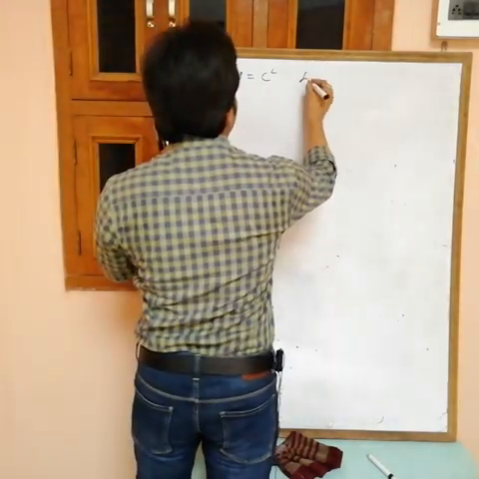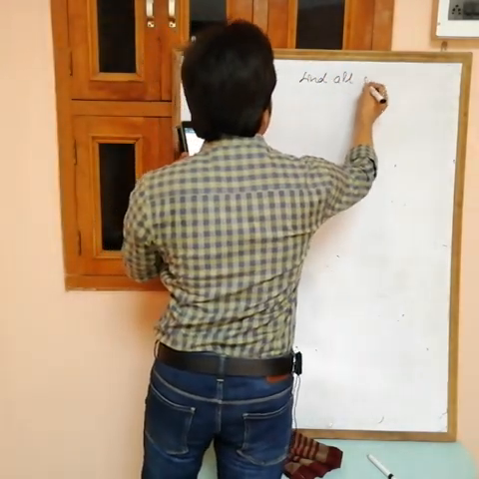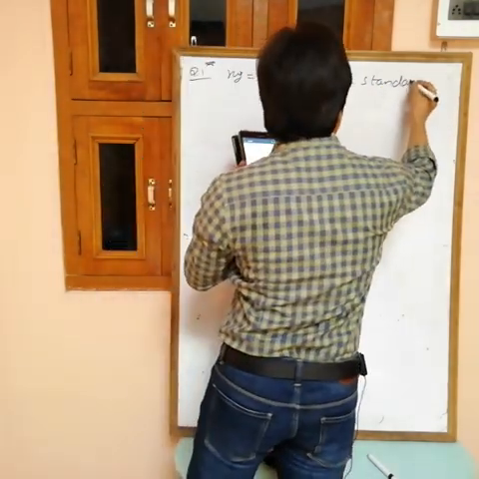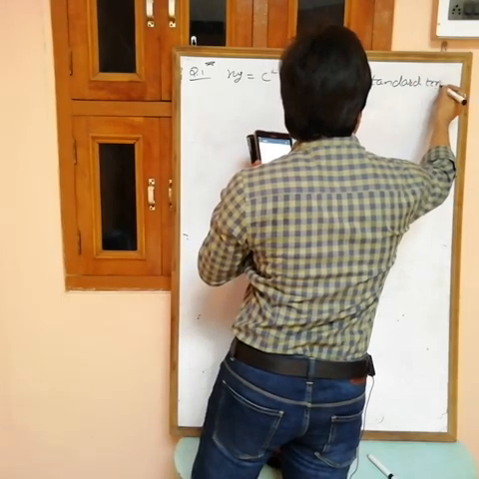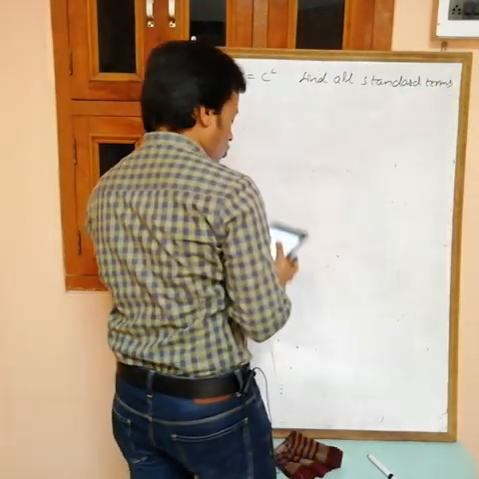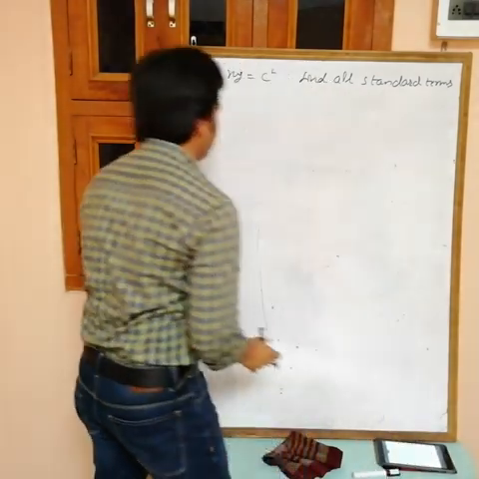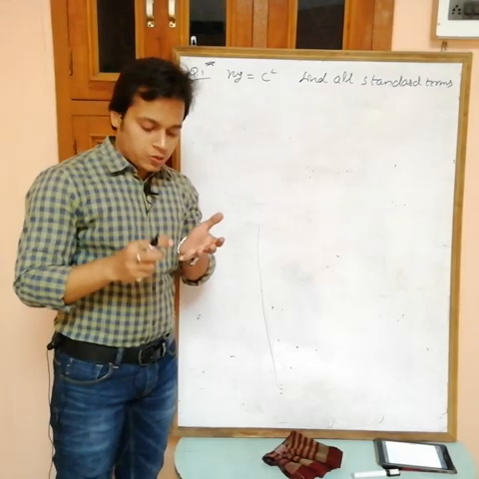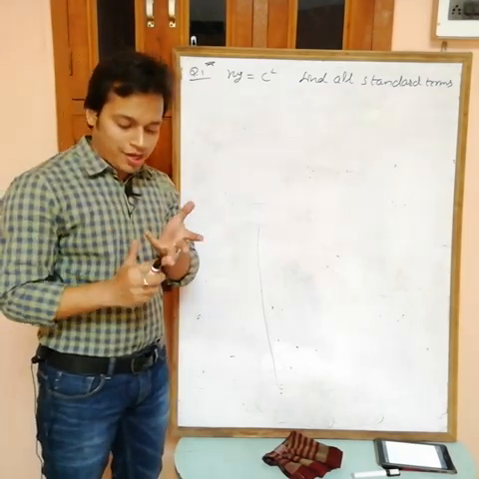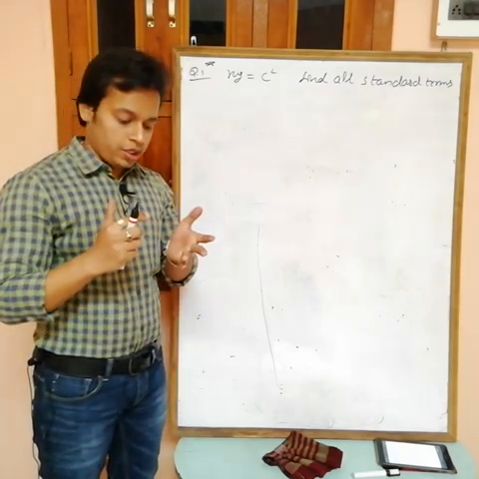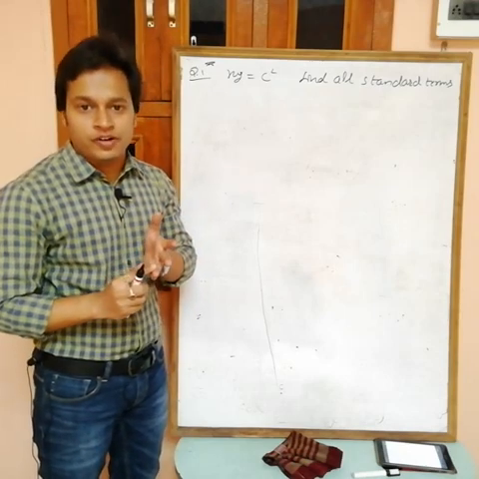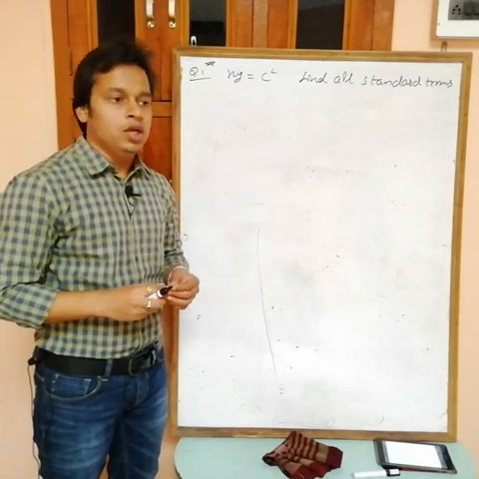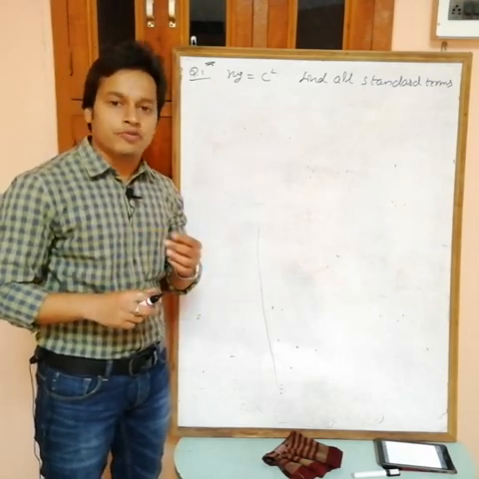Write a question. First one, xy equals c square. Find all standard terms. It means the center of this one, focus of this one, equation of the directrix, and equation of the extremities of the latus rectum, and the value of e, that is equal to root 2, because this one is a rectangular hyperbola, so the value of e is always equal to root 2.